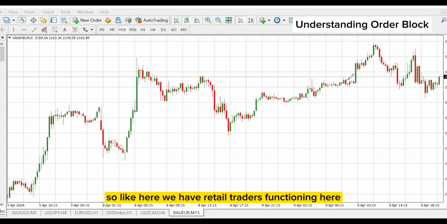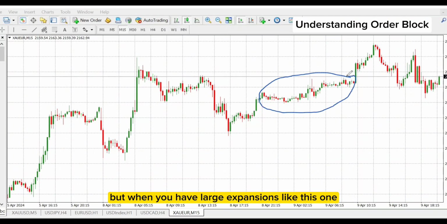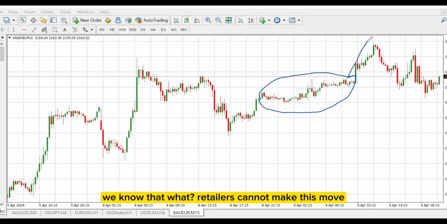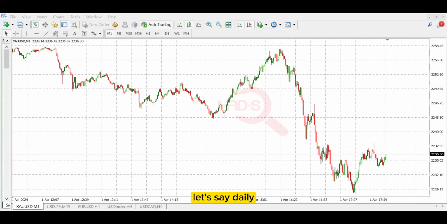So like here, we have retail traders functioning here. But when you have large expansions like this one, we know that retailers cannot make this move. Let me go to a higher time frame. Let's say daily.